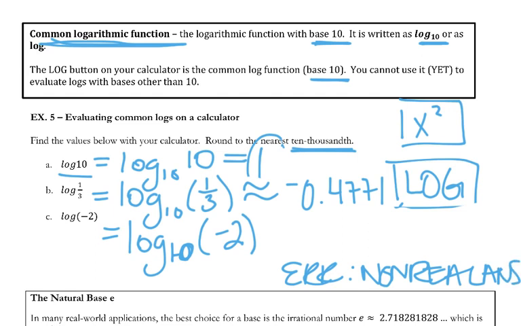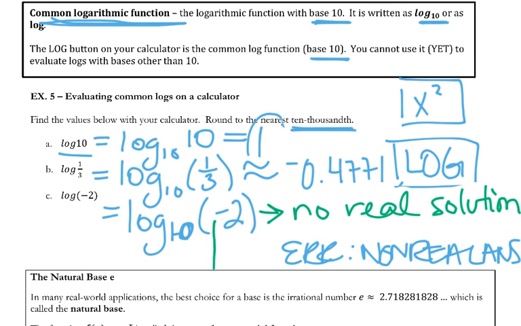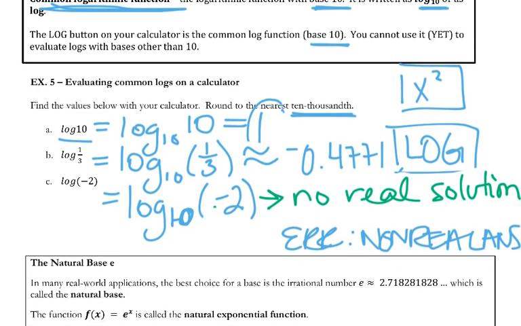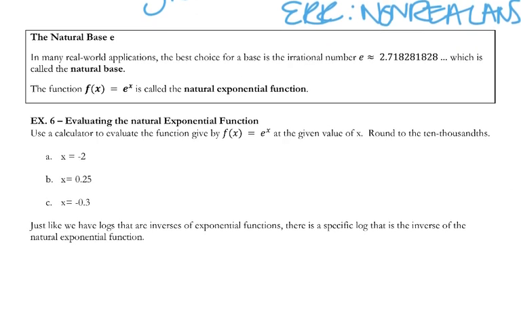So let's change this to exponential form. 10 to some exponent equals negative 2. Is there any number that as an exponent can change a positive 10 to a negative 2? The answer is no. We can't change a positive to a negative with an exponent. So we can just say this is undefined or does not exist, or no real solution. Okay, so logarithms of negative numbers, not going to work. They give us non-real solutions.